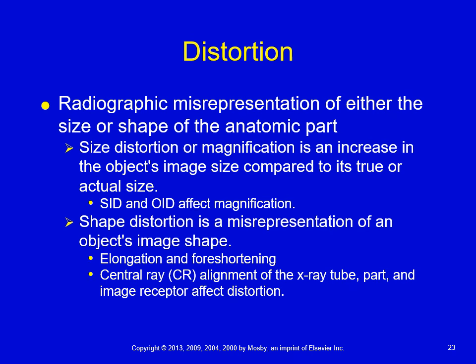When you think about distortion overall, basically we just want to think in our mind, does that anatomy look the correct size? And also, does it look the correct shape? If the size is wrong, it's usually going to be in terms of magnification. The part is bigger than it normally would be. If the shape is wrong, it will usually be those terms, elongation or foreshortening.